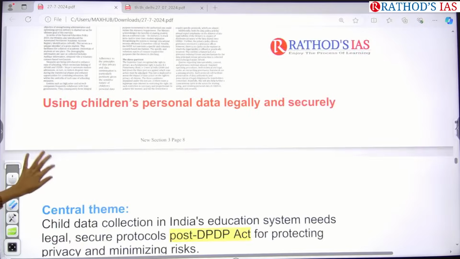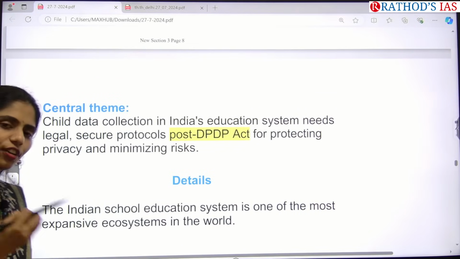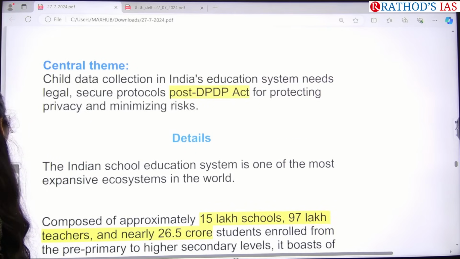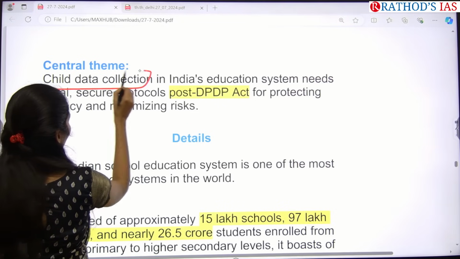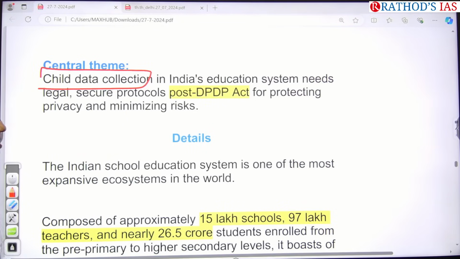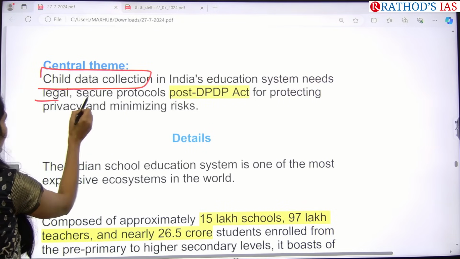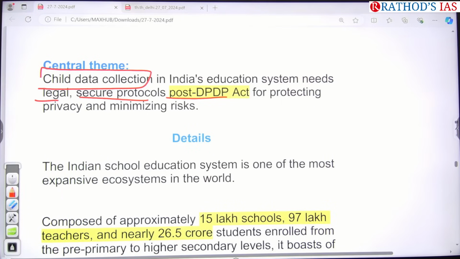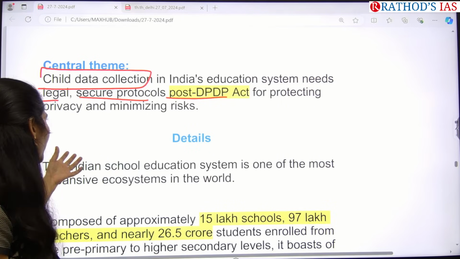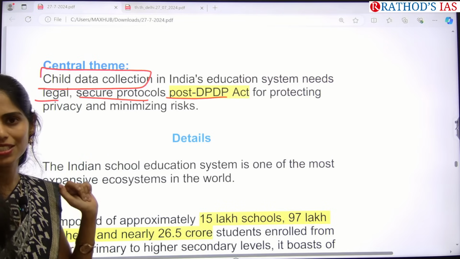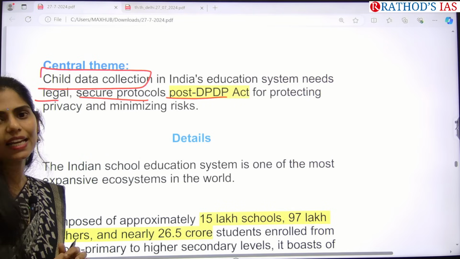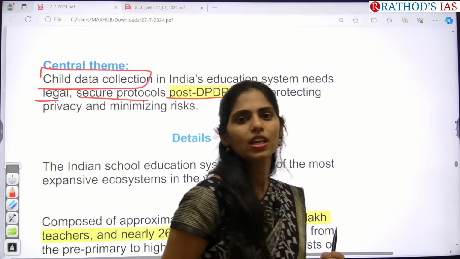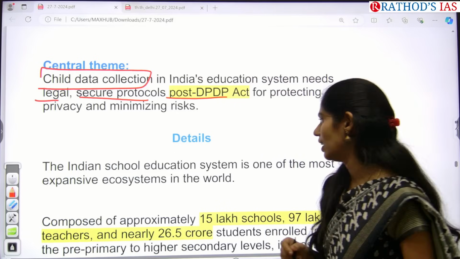Let us see here. This article is giving a lot of data, and you have to follow this data. If you see the central theme, it says that child data collection in India's education system needs legal, secure protocols post the DPDP Act, that is the Data Protection Act, for protecting privacy as well as minimizing risk. Wherever there is data collection, we need to ensure that there is no misuse of data and that there is proper use of data.